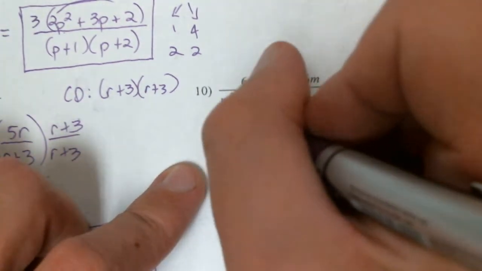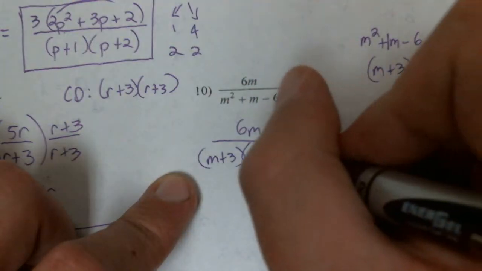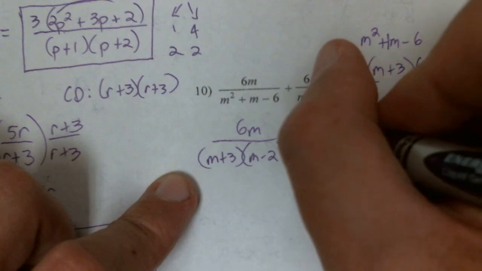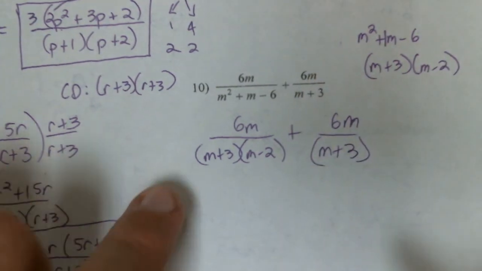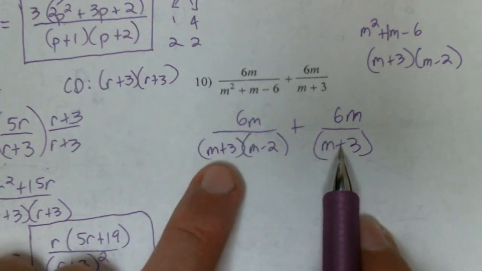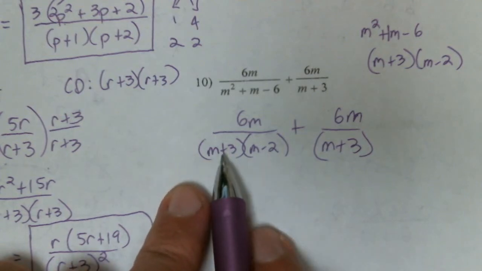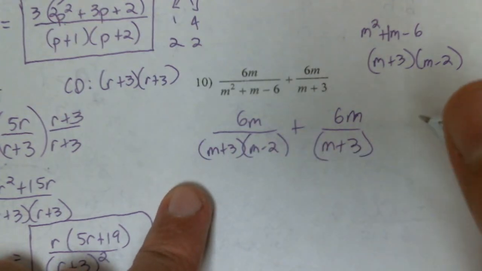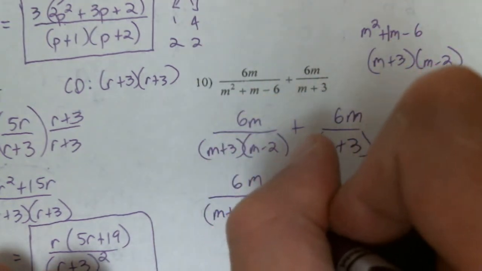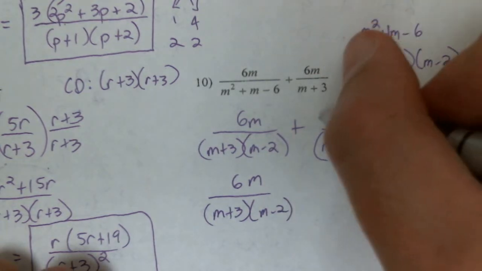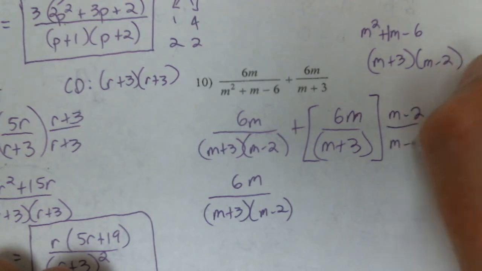Okay, so I'm going to rewrite this as 6m over m plus 3, m minus 2 plus another 6m over m plus 3. And now you can see they both have something in common. They both have an m plus 3. And this fraction is missing the m minus 2. The common denominator is m plus 3 times m minus 2. So I can leave that guy alone. What is this piece missing? I'll put brackets there. It's missing an m minus 2 over m minus 2.